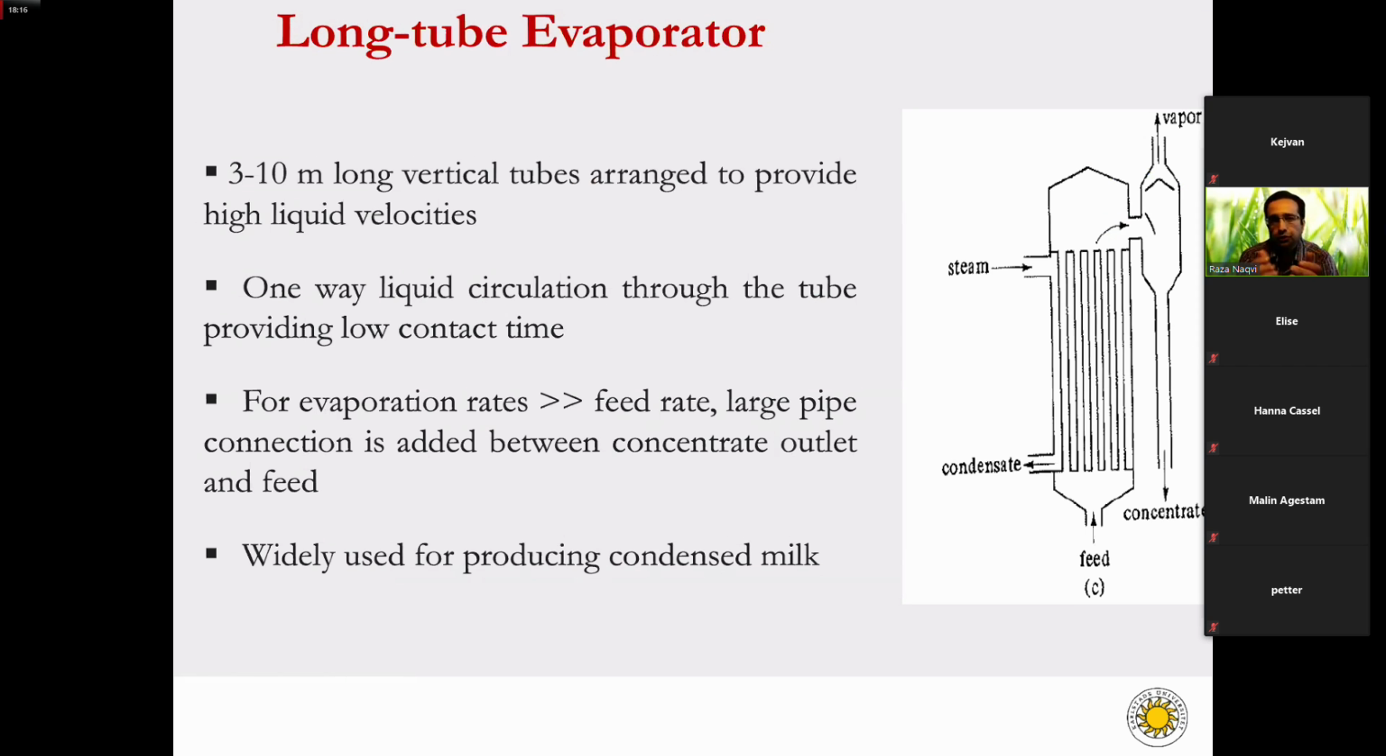There is also another type which is called long tube evaporators. Sometimes we use falling film evaporators or rising film evaporators. In these types of evaporators, they are quite huge, they are quite high, and we use tubes which are sometimes 3 to 10 meters long vertical tubes, and they are arranged in order to provide high liquid velocity within the evaporators. And these are widely used in the food industry, for example producing condensed milk, right?